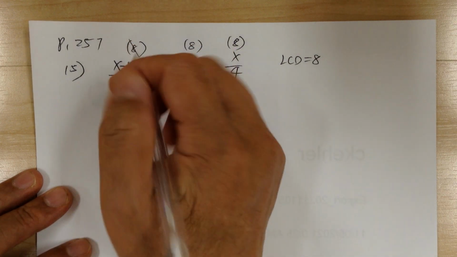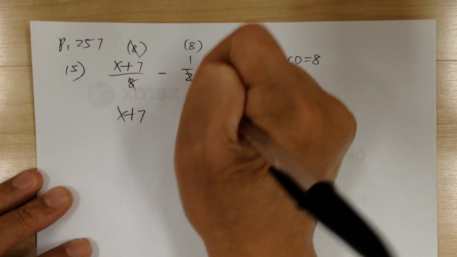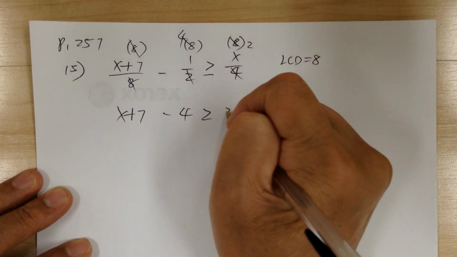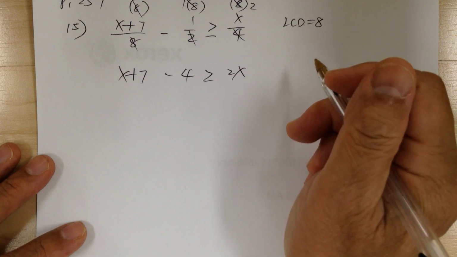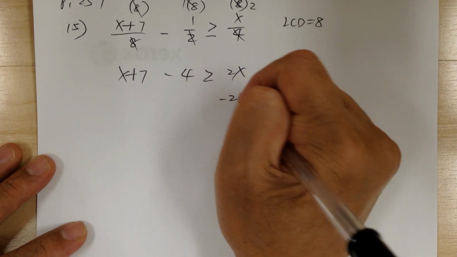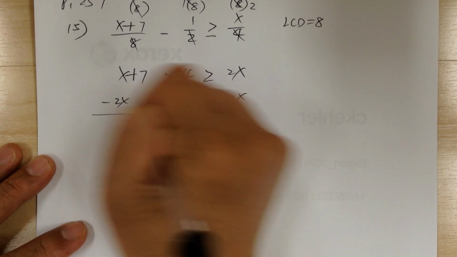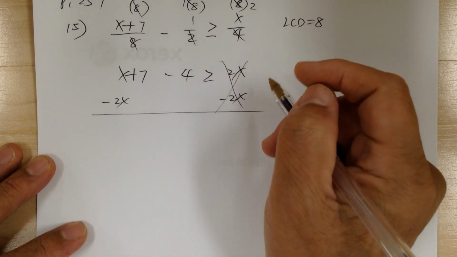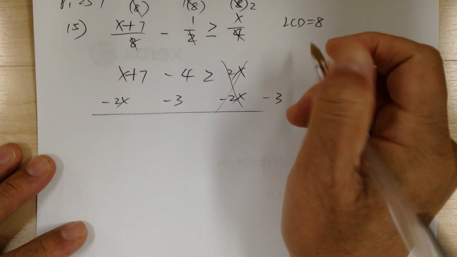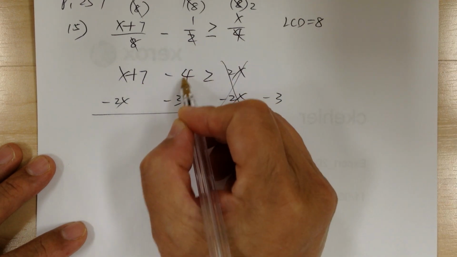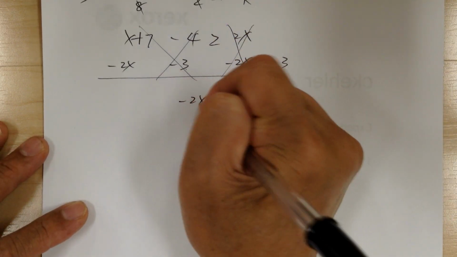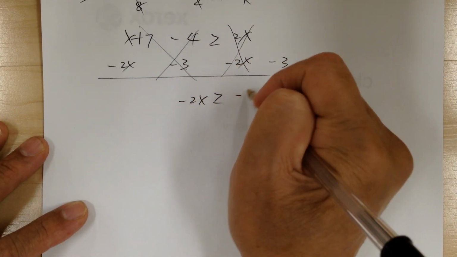So this cancels out, so I get x plus 7. This cancels out, so I get minus 4. This cancels out, so I get 2x. With the inequality, you want to make the variable on the left-hand side, so minus 2x on both sides. So this will cancel out. And on this one, I'm going to subtract 3 on both sides, so that 7 minus 4 minus 3 all cancels out. Okay, so I got negative x is greater than or equal to negative 3.